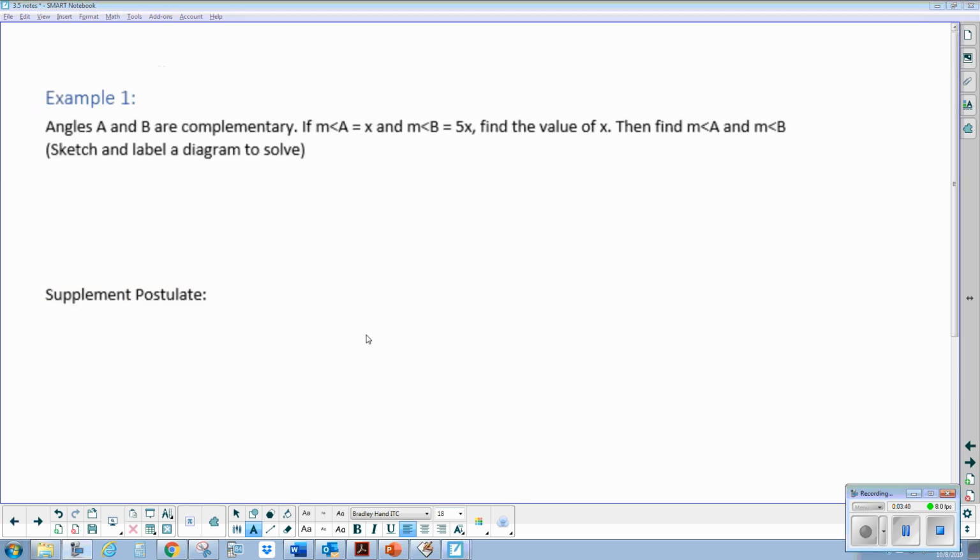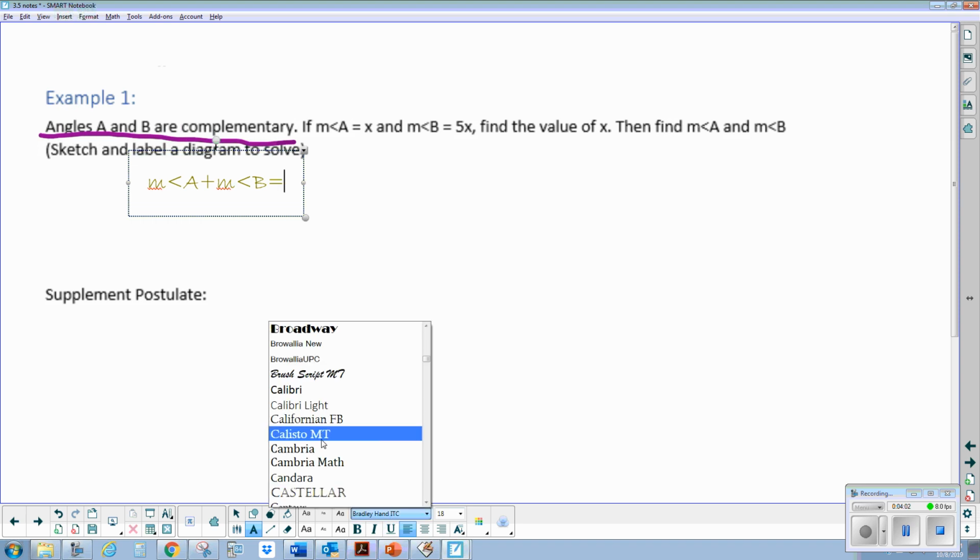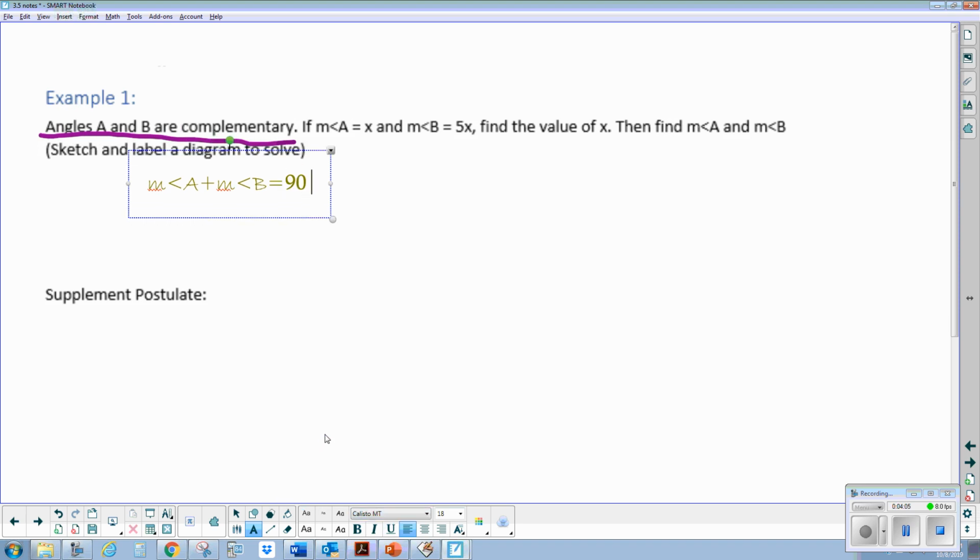Okay, let's look at this first example. It says angles A and B are complementary. Let's stop right there and figure out what this means. Angle A and B are complementary, which means the measure of angle A plus the measure of angle B has to equal 90 degrees. It says the measure of angle A is x, and the measure of angle B is 5x.